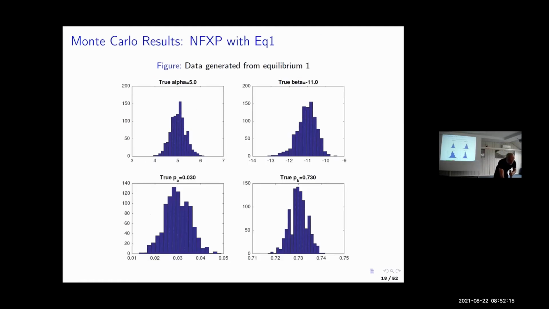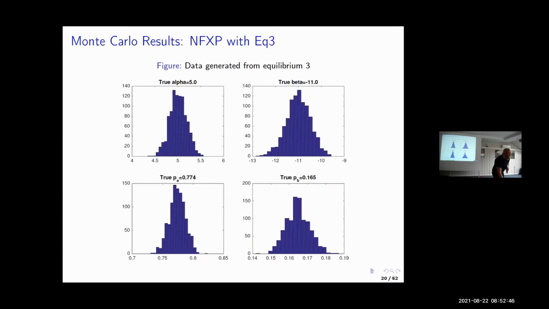So what are we going to do? Well, we can do a little bit of Monte Carlo. The first case, we do the nested fixed point algorithm with the equilibrium number 1. Okay. True value of alpha is 5. It looks pretty good. True value of beta is minus 11. It looks pretty good. And here the implied investment probabilities also look pretty good. That's for the nested fixed point algorithm.